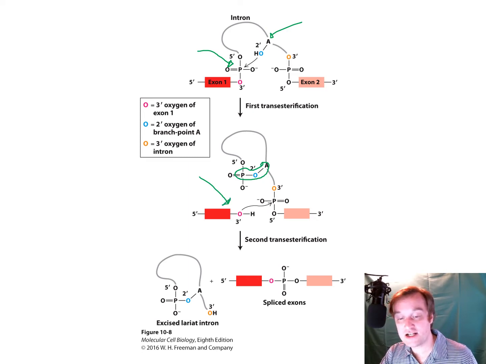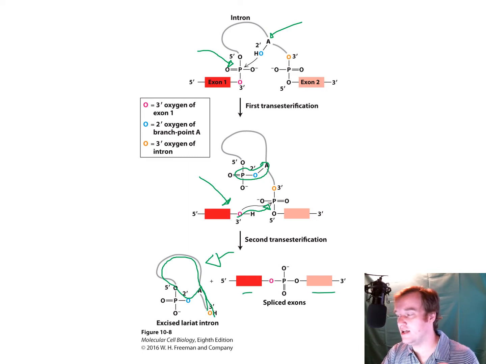Since this oxygen is freed up now, it can go and bind with the first phosphate group of the second exon. And when it does that, it releases that intron that forms what we call a lariat, or a cowboy's lariat. So you can see it kind of looks like a lasso. And then we have two exons that are spliced together and the intron's removed. Now this doesn't happen alone. There are RNAs that help in this process that we'll get into in the next slide here.